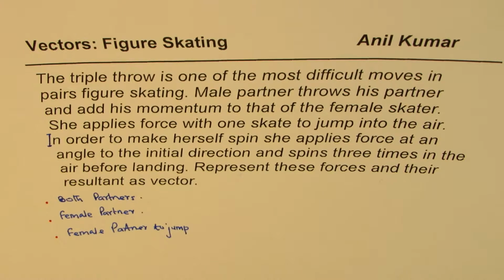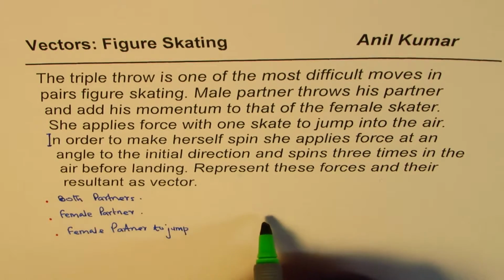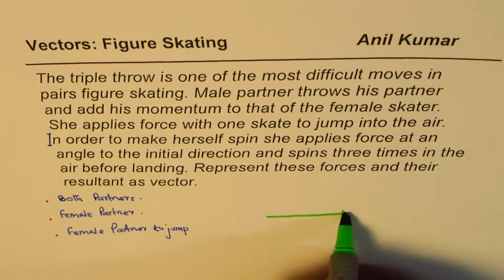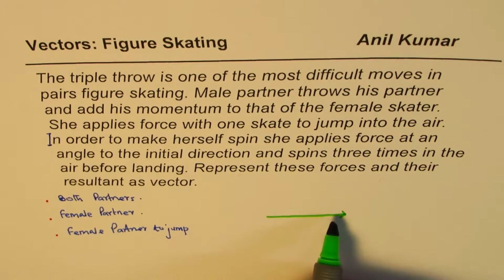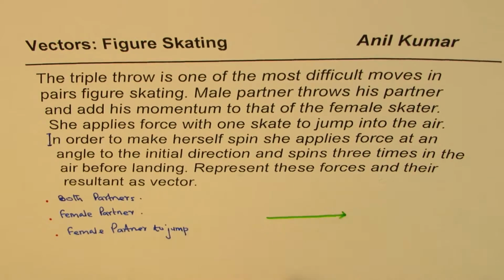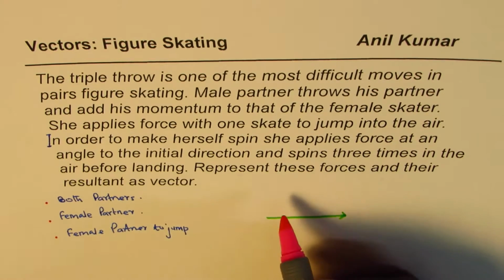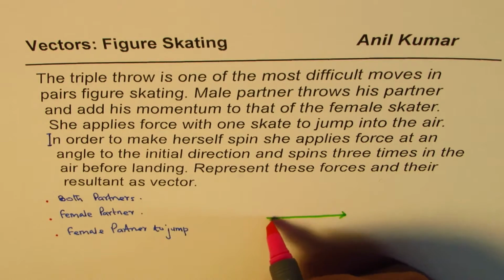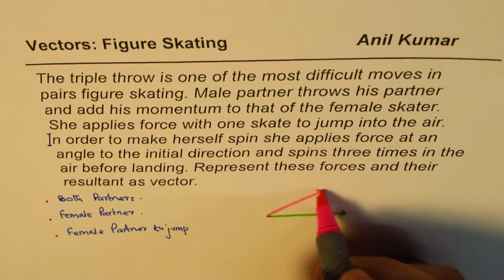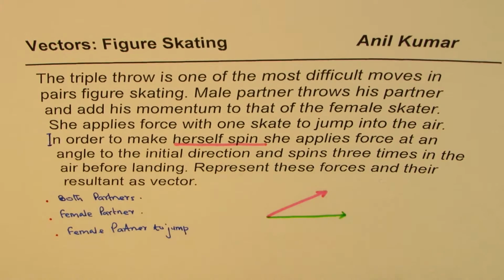Okay, so let's represent the forces. So what I will do here is I'll represent both partners. Let us say they are going in this direction. So that is the force exerted. Both are going together. So it's a triple throw, which is a pair skating, figure skating competition. So this is the first force. And then what happens here is that the female partner applies a force so that she can spin a bit, and this is at an angle. So that is the force which is being applied. So this is for spinning.